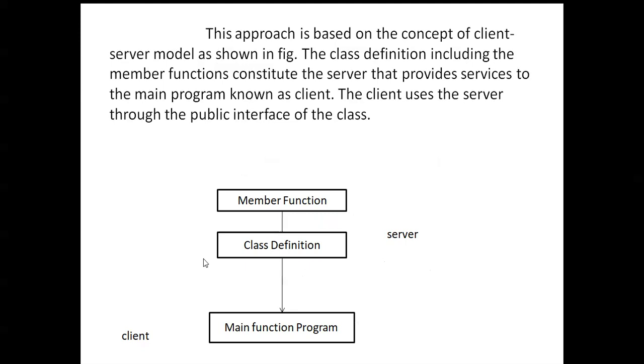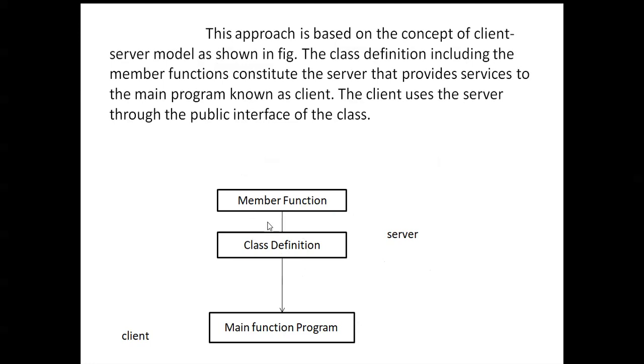Here you can see member function and class definition are there, and main function also is there. Those are the main function, member function, and class definition. Class definition is nothing but a combination, a bounding of member functions with the data. If there is no data, we can't use that.